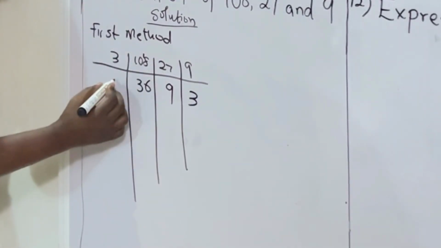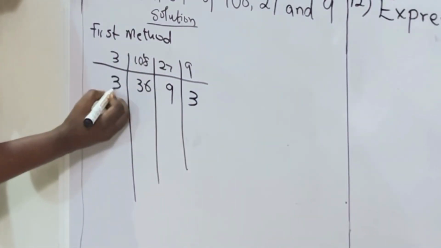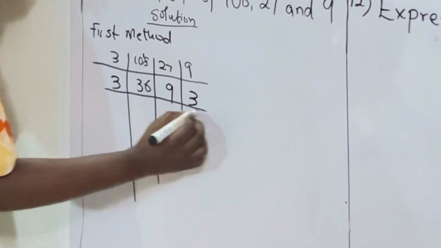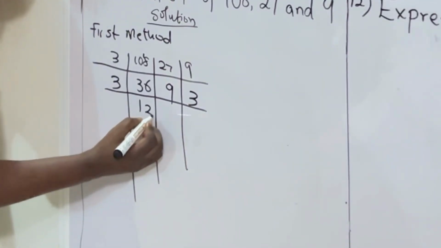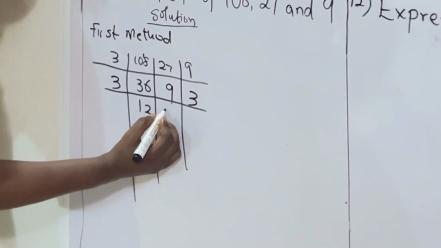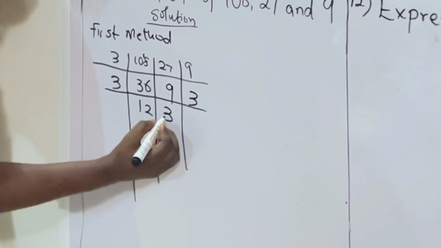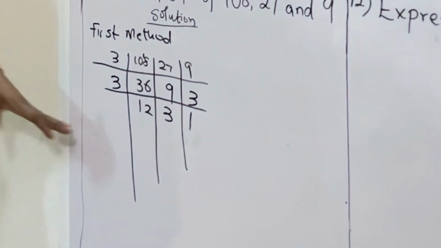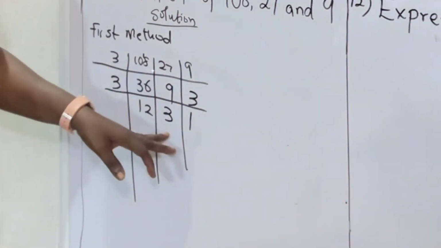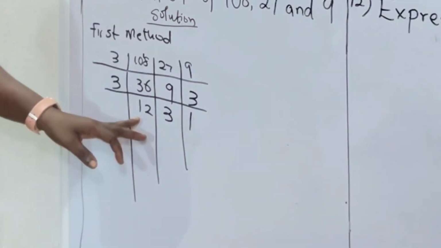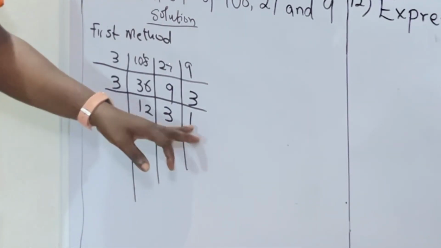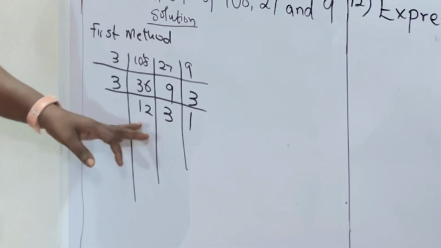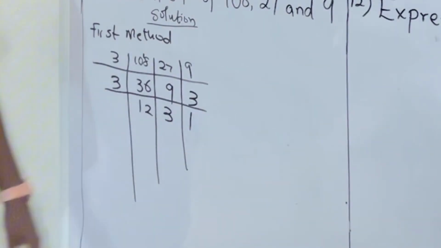What prime number can divide again? 3. 3 in 36, we have 12. 3 in 9 is 3. 3 divided by 3 is 1. Is there any other prime number that can divide 12, 3, and 1? No. 2 can divide this, but not this, but not this. 3 can divide this, but not this. So we don't have any other number that can divide because 1 is here already.